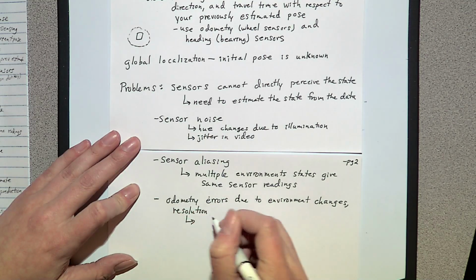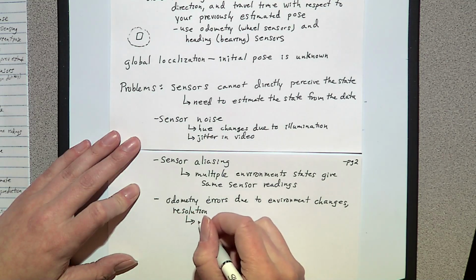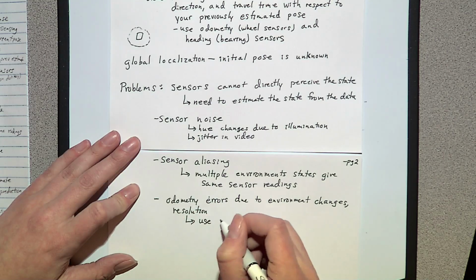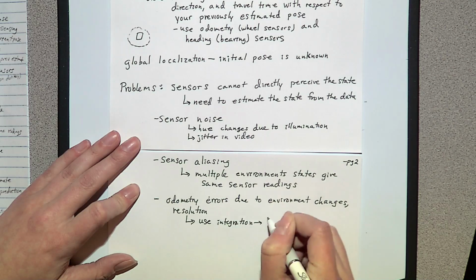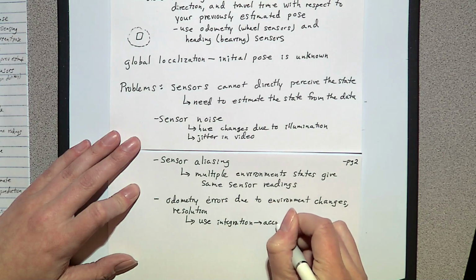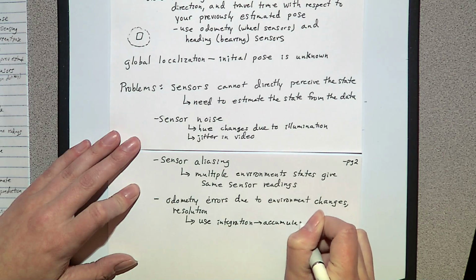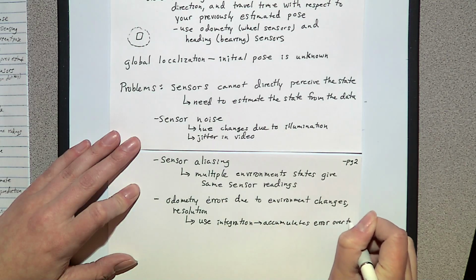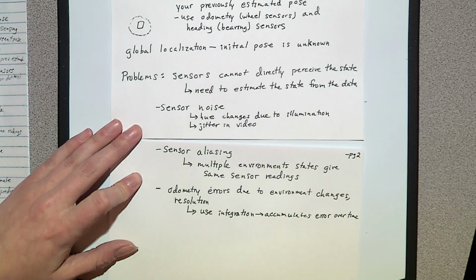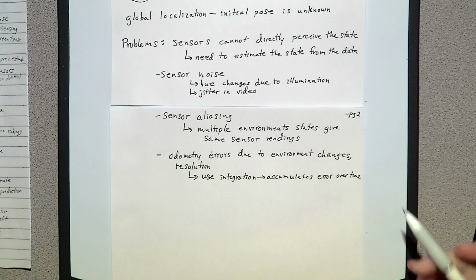And another problem with the odometry is that to figure out position, we use integration, which basically means that we accumulate that error over time. So as we have these environmental changes which affect our odometry readings, we're using that integration, and so as we go further and further, we're going to get more and more error.